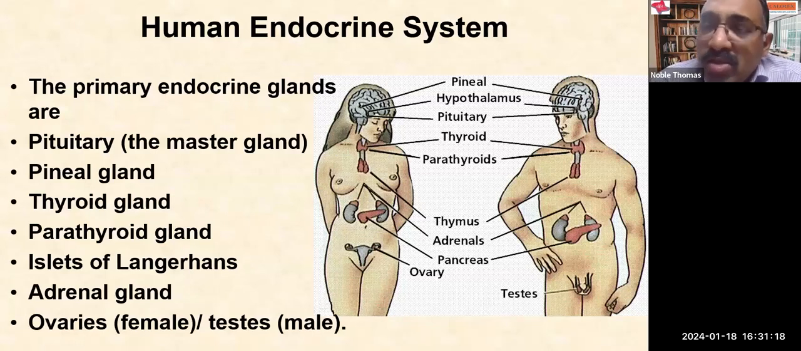So there are many such hormones which are actually produced by the pituitary gland. So it's a very small gland, but at the same time very effective. The next gland is the thyroid gland. Thyroid gland is situated in the throat region, and its major secretion is thyroxine. Thyroxine is the major secretion.